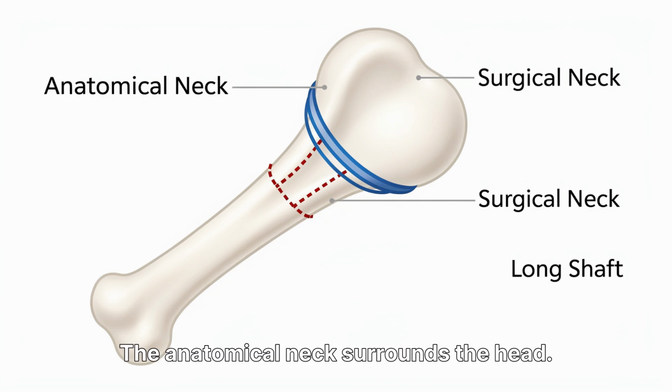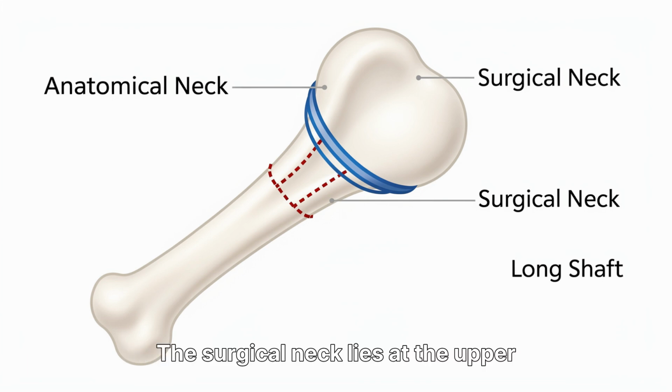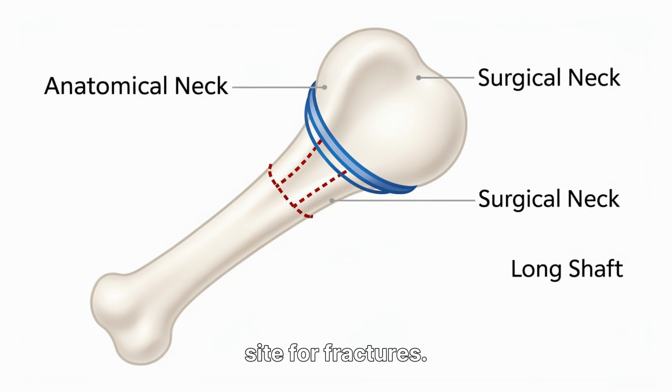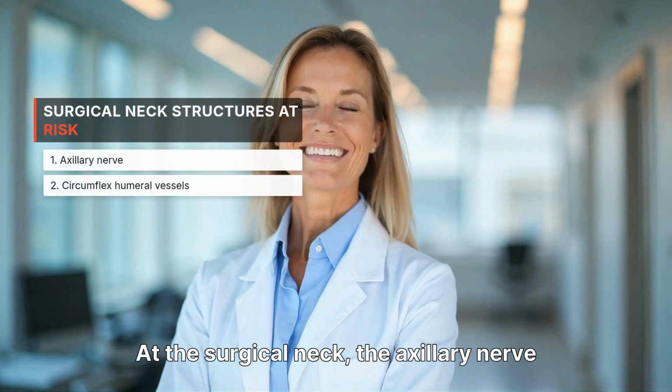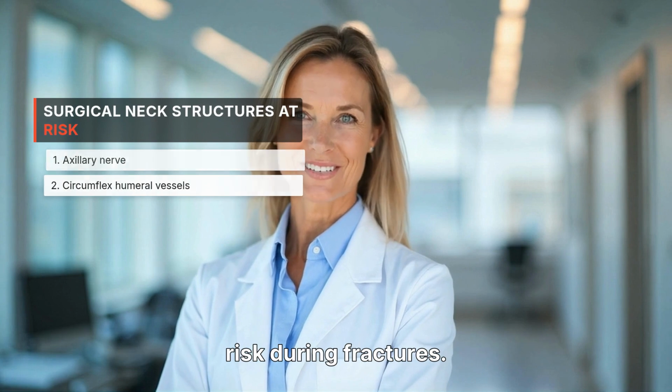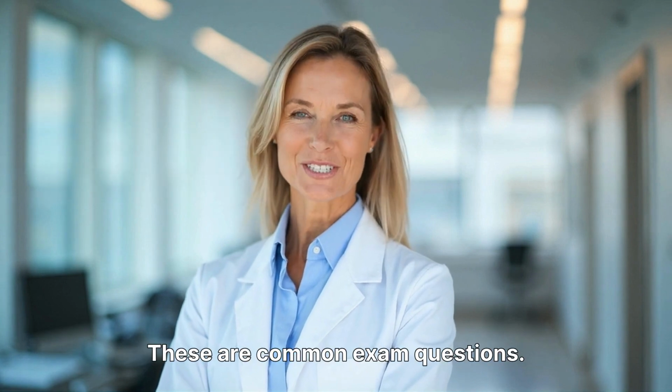The anatomical neck surrounds the head. The surgical neck lies at the upper shaft junction and is a very common site for fractures. At the surgical neck, the axillary nerve and circumflex humeral vessels are at high risk during fractures. These are common exam questions.